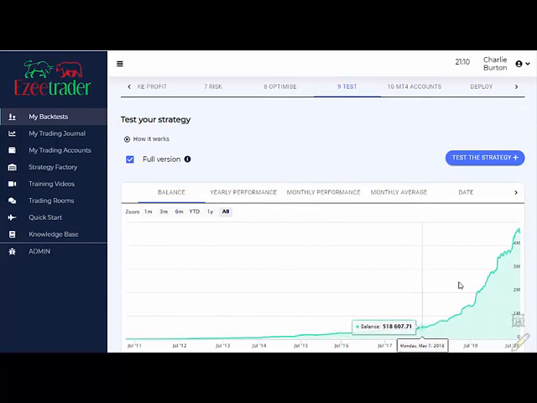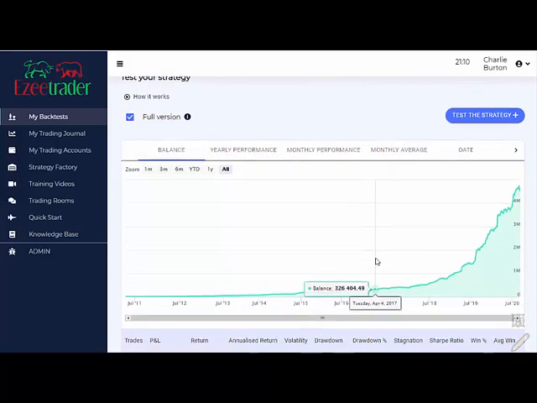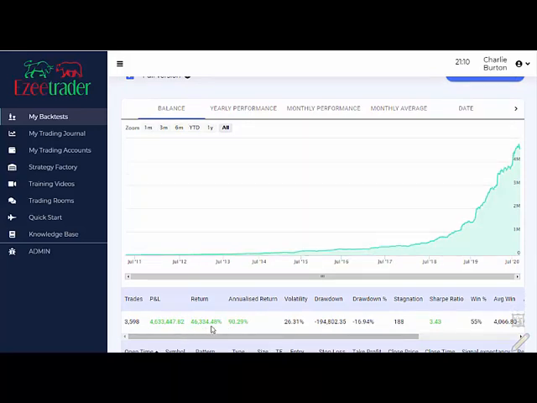This is one of my already ready-made tests. This isn't about showing you how great it is and what the returns are, though this one obviously does come out quite well. But let's have a look at some of the information along here.